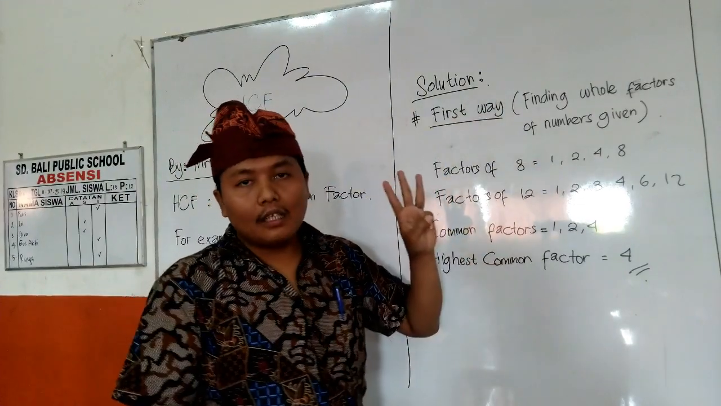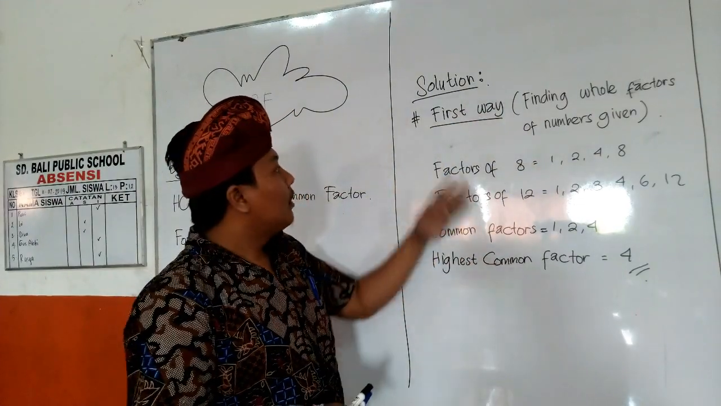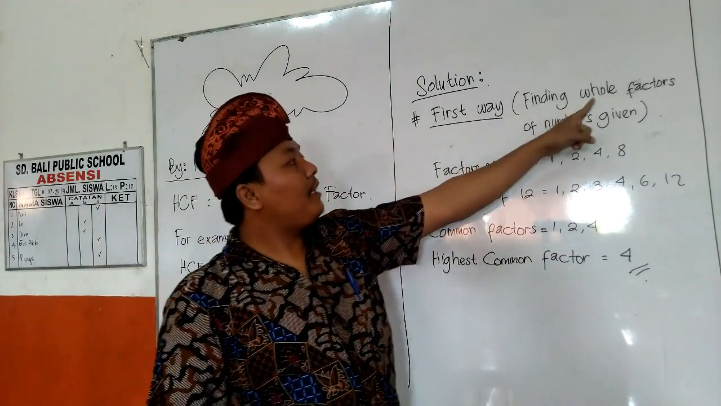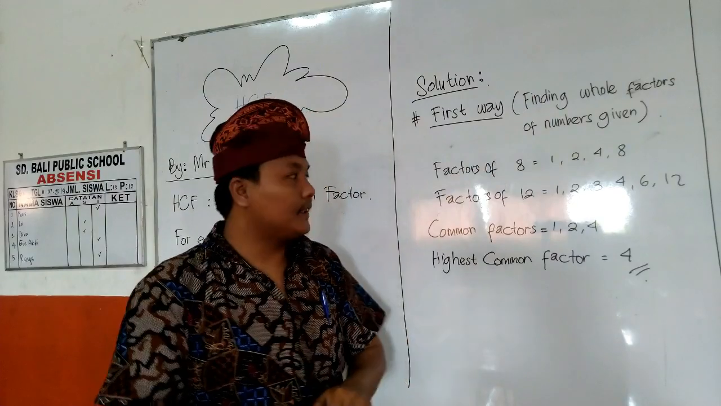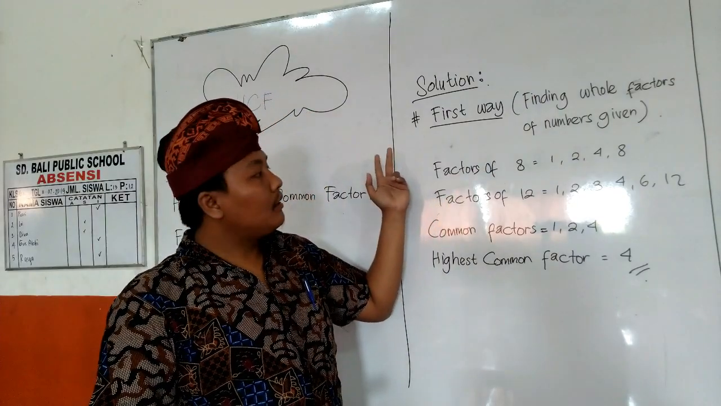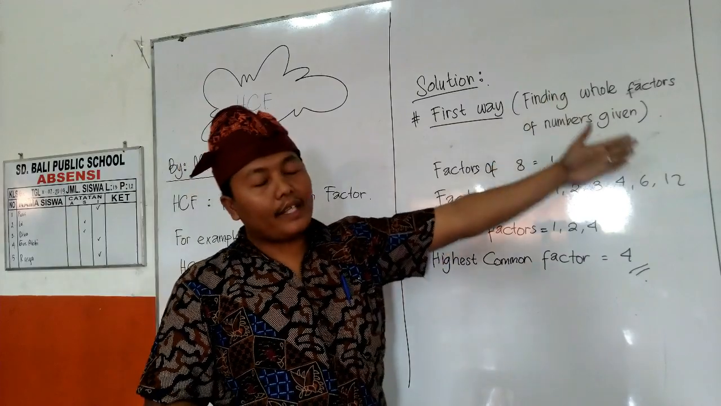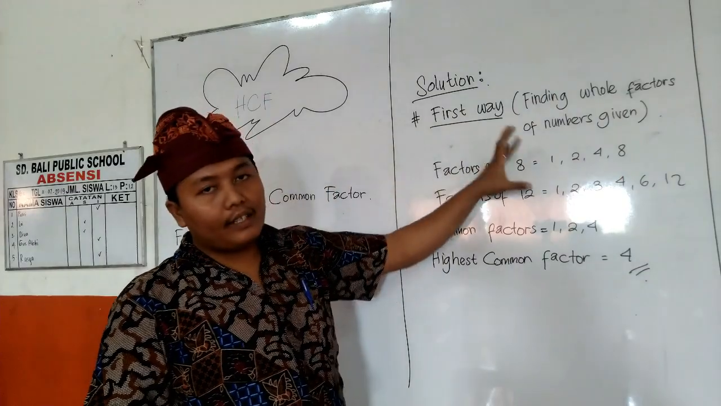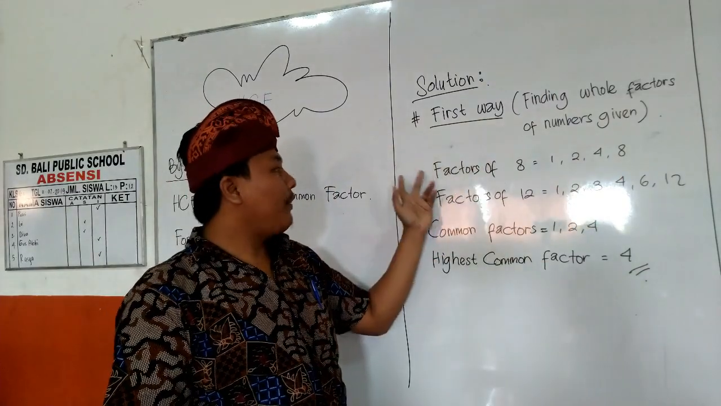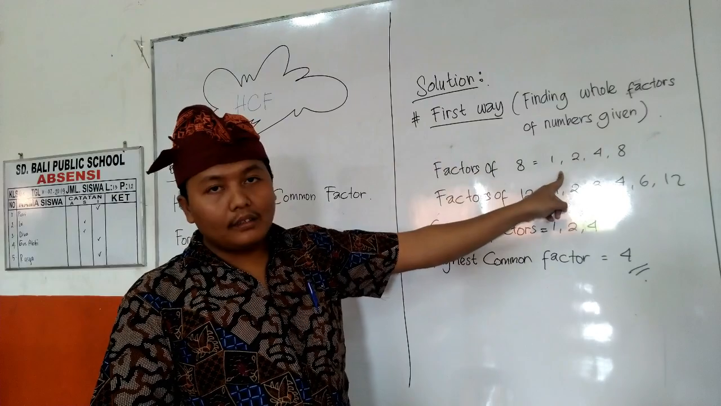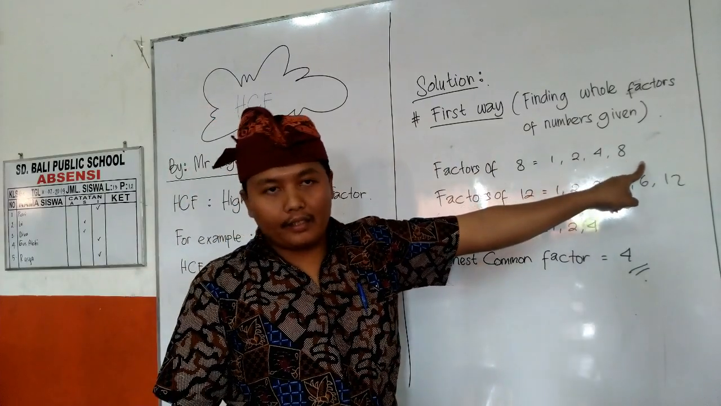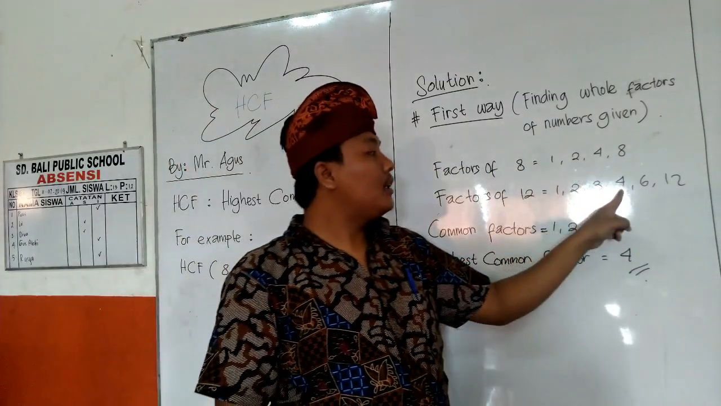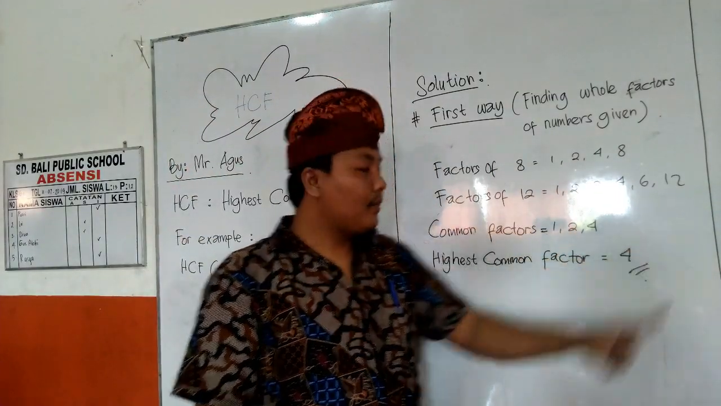We have three ways to solve this problem. The first way, I can say, is finding all the factors of the given numbers. What is the factor of 8 and what is the factor of 12? You need to find the factors of 8 and 12. The factors of 8 are 1, 2, 4, and 8. And the factors of 12 are 1, 2, 3, 4, 6, and 12.